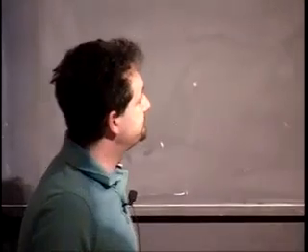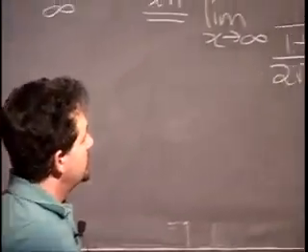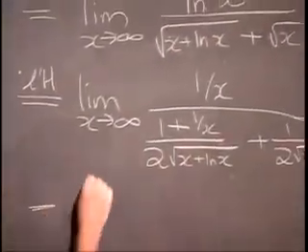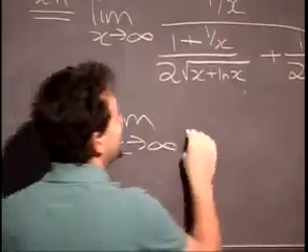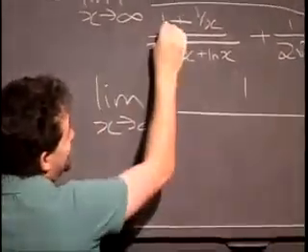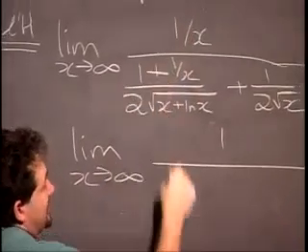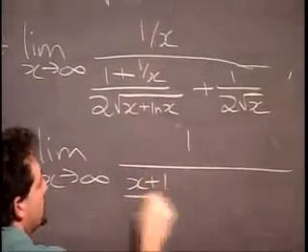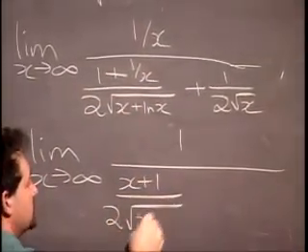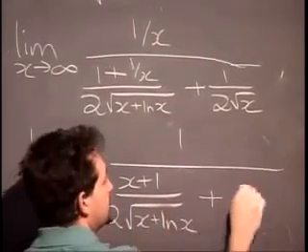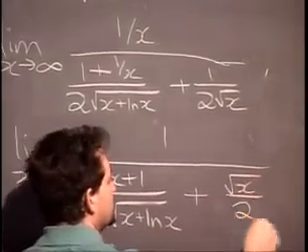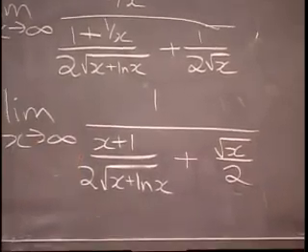Well, actually, I will simplify it a little bit. Forget what I just said. I'm going to multiply top and bottom through by x. So the top just becomes 1. And then we multiply this by x, and you get x plus 1 over 2 times the square root of x plus log x. And the other term is root x over 2. Okay, that's better.